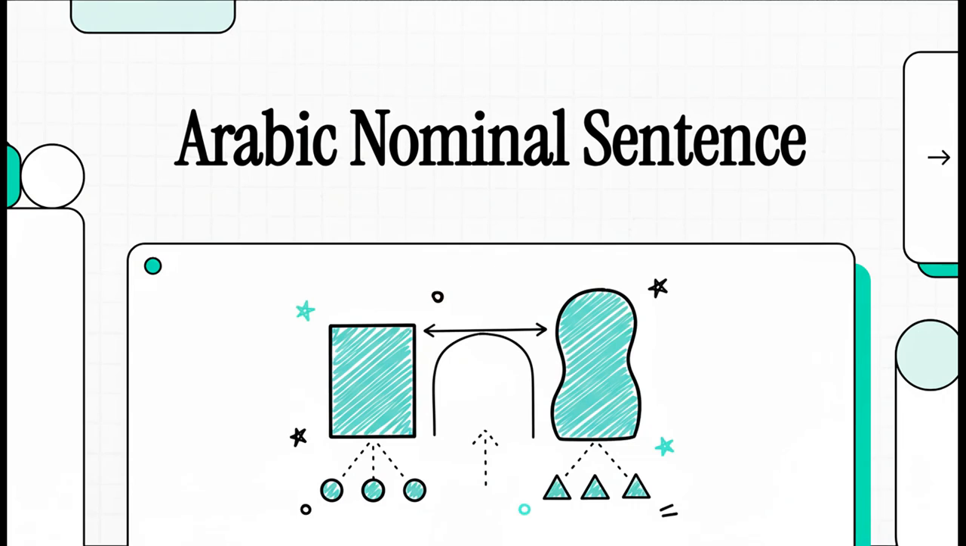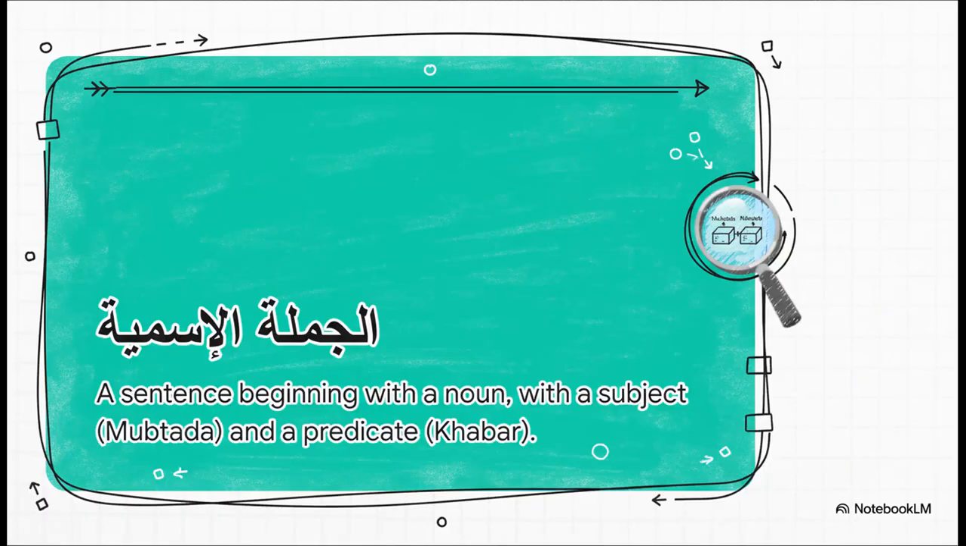All right, let's get right into it. Today, we're going to break down the blueprints of a course structure in Arabic, the nominal sentence, what's known as the Jumla Ismiya. We're going to pull it apart piece by piece so you can see exactly what makes it tick. Okay, so first things first, what is a nominal sentence?